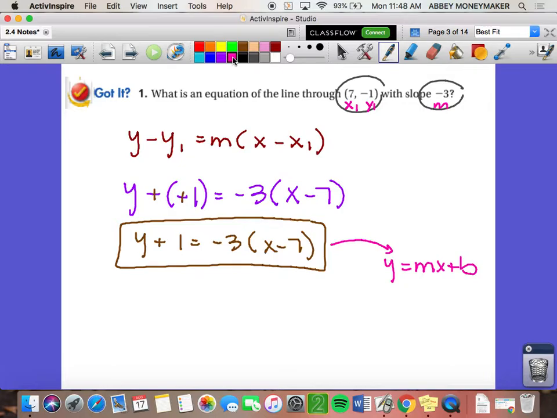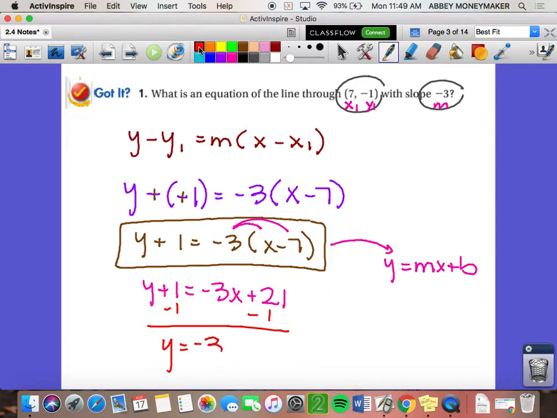Well, the first thing I need to do is distribute that -3. So I would have y plus 1 is equal to -3x plus 21, because -3 times -7 is positive 21. Then all I would have to do is subtract the 1, because remember, with slope-intercept form, we've got to get the y by itself. So we would have y equals -3x plus 20. Again, that's if I wanted slope-intercept form. They didn't specify here, so I could have just left it.